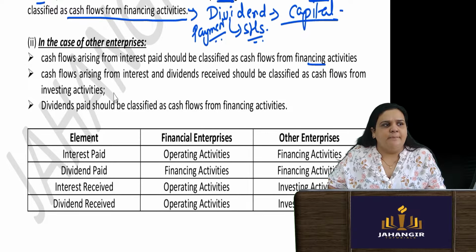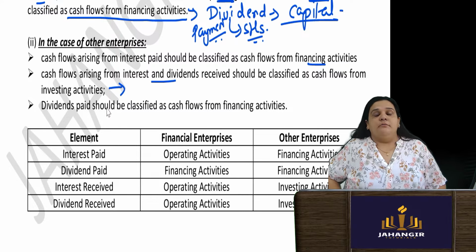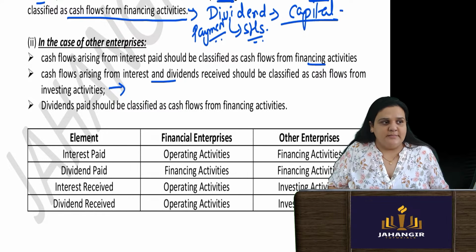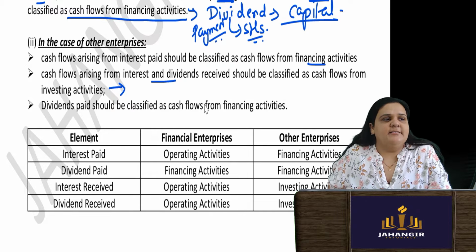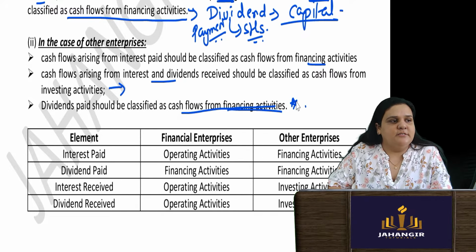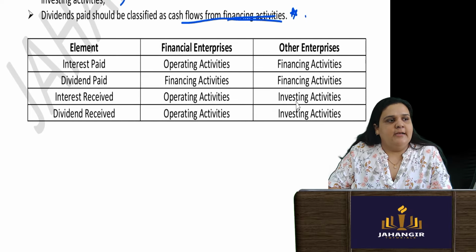Financing activity. Cash flow arising from interest and dividend received should be classified as investing activities when you are not dealing in financial securities. All this is for financial business. Dividend paid should be classified as cash flow from financing activities. See this: financial enterprise and other enterprise.